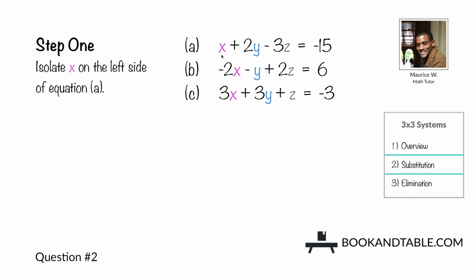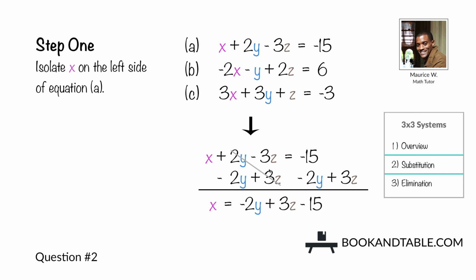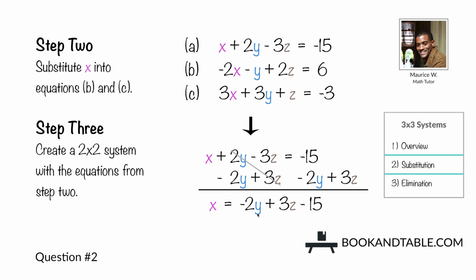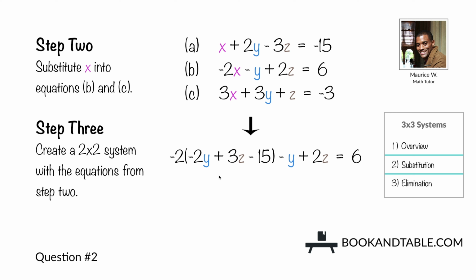So step 1, isolate x on the left side of equation A. To do so, we'll need to subtract 2y and add 3z to both sides, showing us that x is equal to -2y plus 3z minus 15. And now that we have the expression for x, we want to substitute x into equations B and C here and here, so that we can create a 2x2 system with variables y and z.